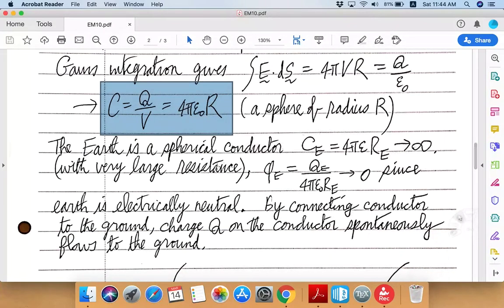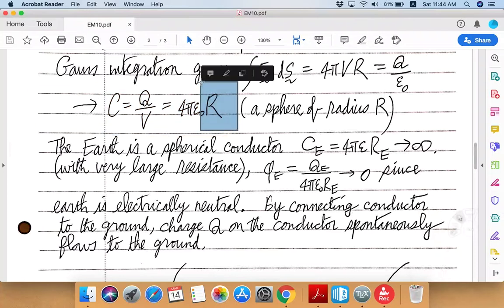So it's a general feature of any capacitance that it has to have a physical dimension of dielectric constant multiplied by the physical dimension of length. So the fact that it comes out as proportional to the radius of the conductor of the sphere is not surprising at all.